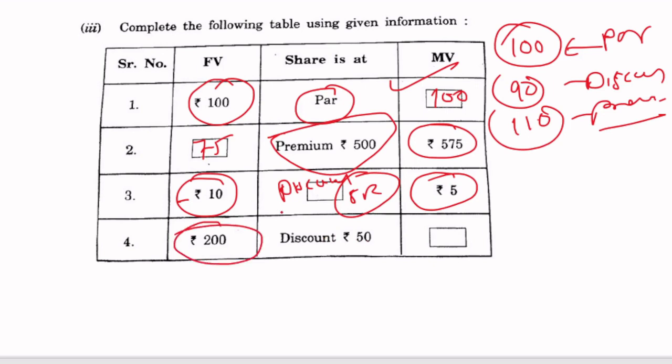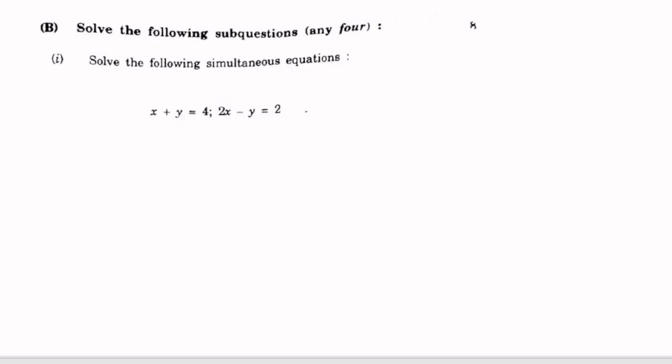Next question, 200 is the value and discount is 50. It means you have to give discount from 200. So 200 minus 50 is 150, and this is your answer. Now we have done with question number 2a.